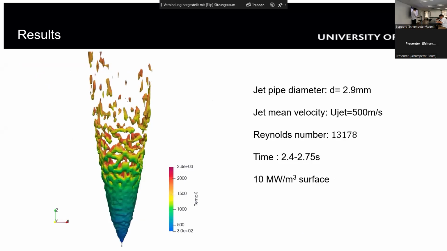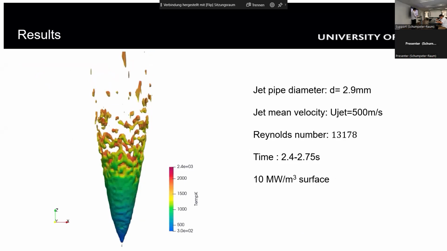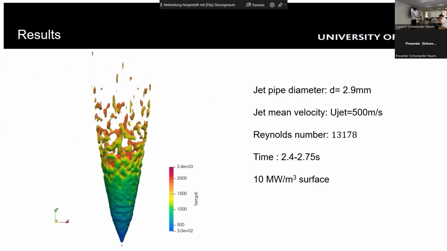And here is the video of one of the simulations. The jet pipe diameter was 2.9 millimeters. The jet mean velocity was 500 meters per second. Reynolds number was around 13,000, and time is from 2.4 seconds to 2.75 seconds, and there is a source of 10 million watts per meter cubed.